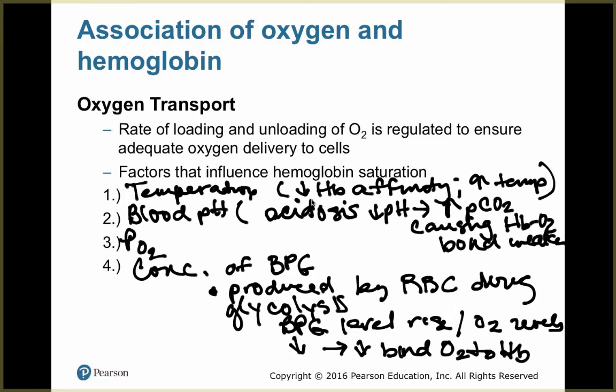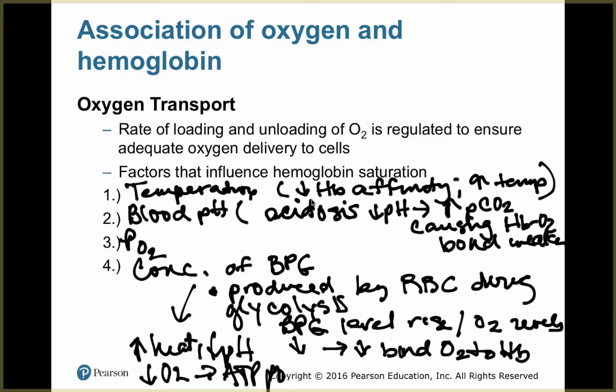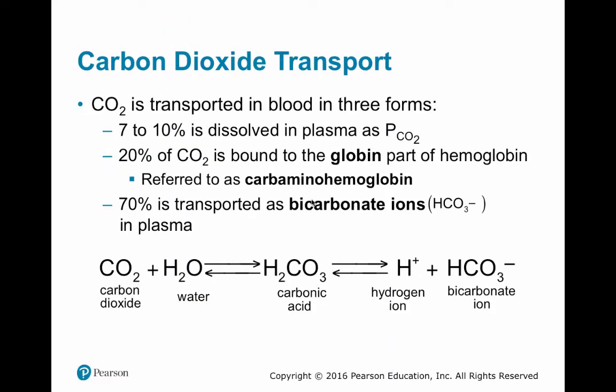And this guy can also do several things. For instance, it can increase heat, decrease pH, and decrease oxygen for ATP production. So these are the four factors that can influence hemoglobin saturation, or how many oxygens can bind onto hemoglobin.